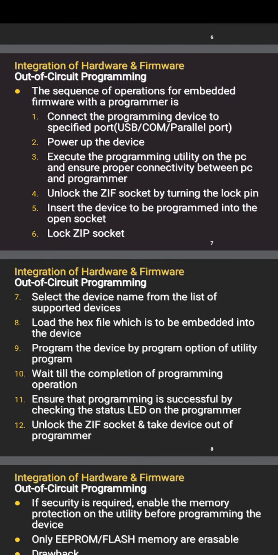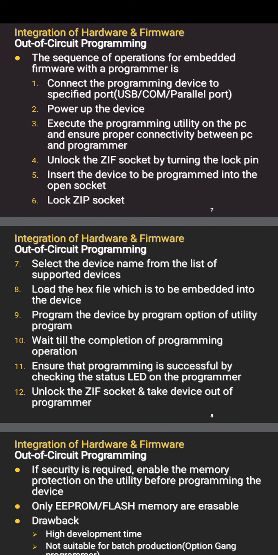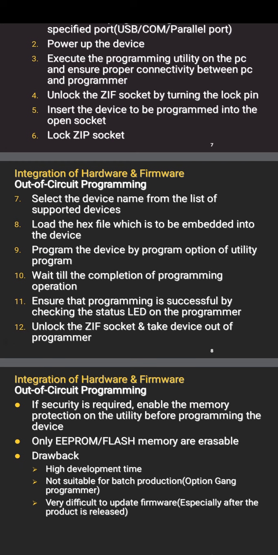After loading the hex file into the device, program the device by the program option. So program the device with the help of the program option in the utility program, and wait until the completion of the programming operation, and ensure the programming is successful by checking the status of the LED on the device. After that, unlock the SIP socket and insert the IC back into the embedded product, and it is tested whether the required functionalities are active or not. These are the steps for out of circuit programming.